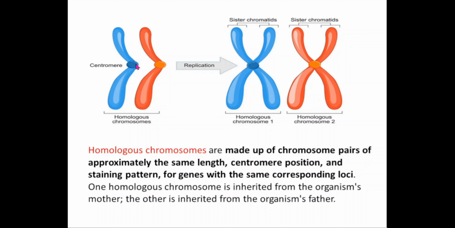Then these chromosomes will be replicated or duplicated. Then they will make sister chromatids. This one is a sister chromatid. This one is a sister chromatid. These chromatids and these chromatids will not be sister chromatids. Sister chromatids are the chromatids from one chromosome.